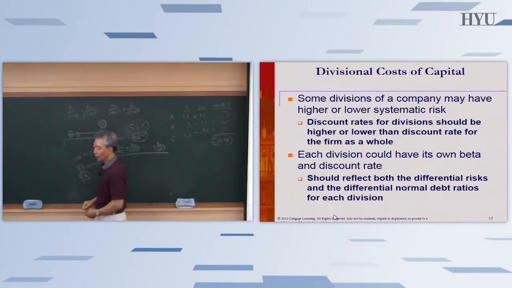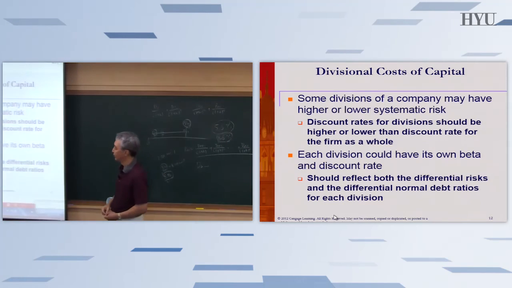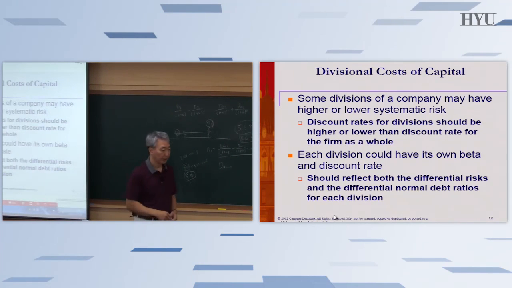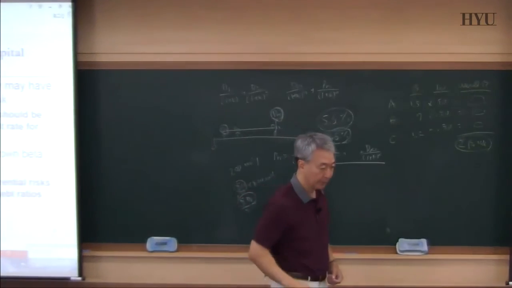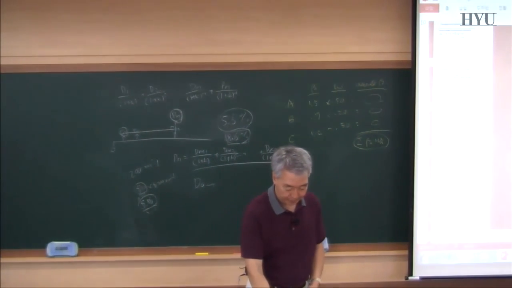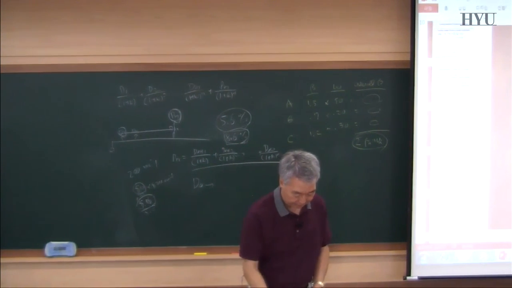That's all you need to know about this idea. So that is how you calculate the overall beta when you have these separate divisions.